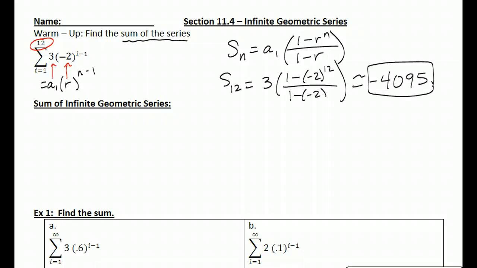Alright, so quick reminder, our geometric formula says that I've got A1 times R to the n minus 1 power. Following that, A1 is 3, R is negative 2, and then to find my n value, I look at my summation notation and I see that this one goes from 1 to 12, so my n is 12. I plugged it all in and you should have gotten negative 4,095.